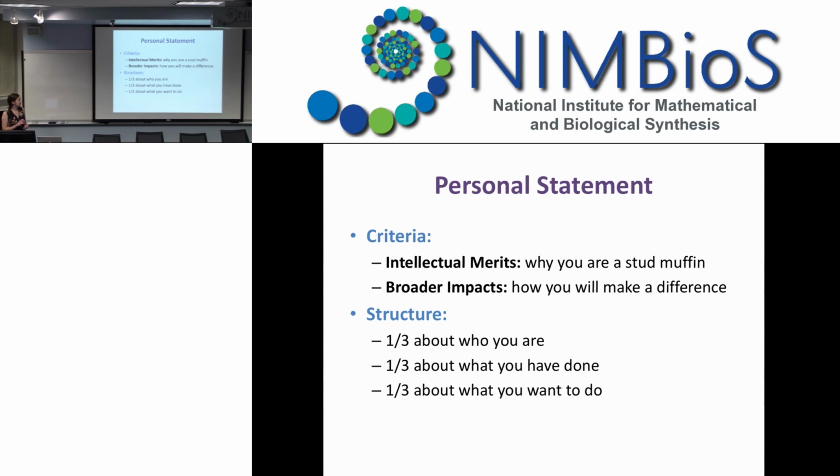So the structure that I followed that worked for me was to divide it into thirds. The first third is who you are, what you've done, how you view yourself as a scientist. The second third is about what you've done specifically as a scientist, so what you did in undergrad, what you've done so far in your graduate career, any and all research that you've done, that kind of specifics. And the last third is about what you want to do in graduate school.